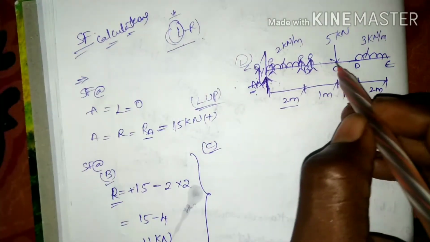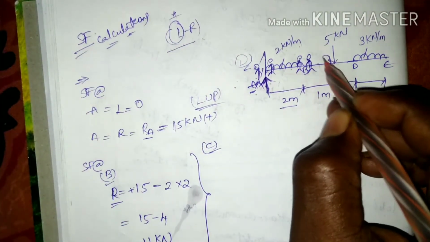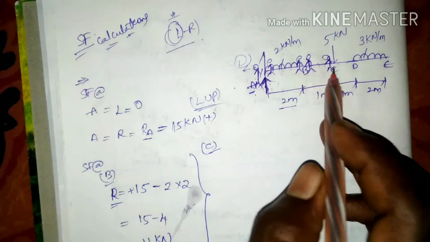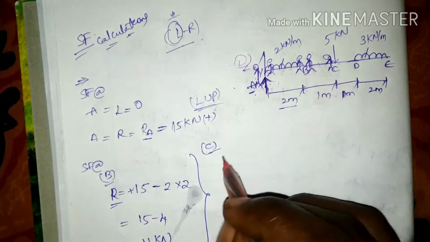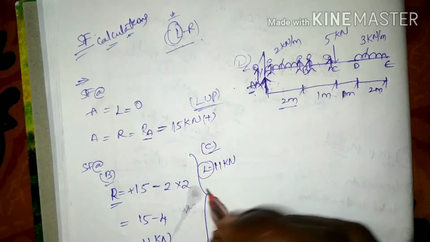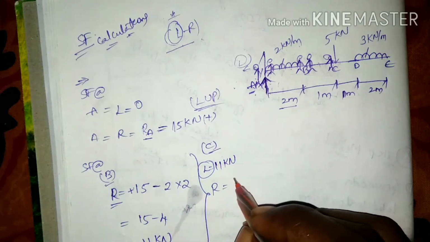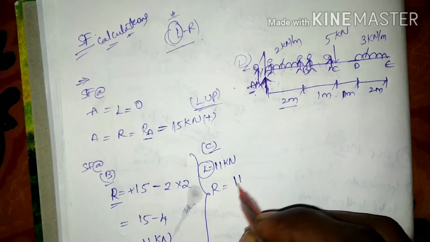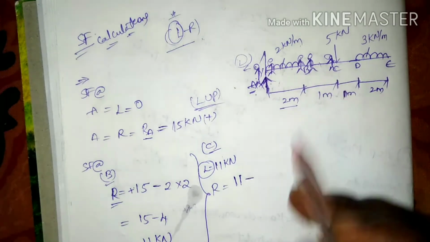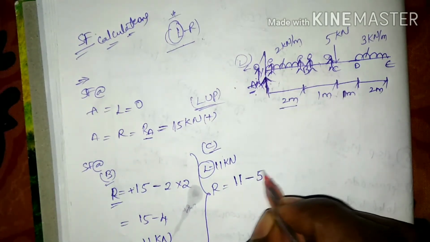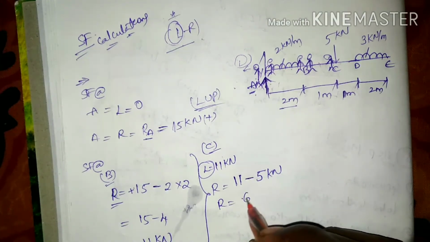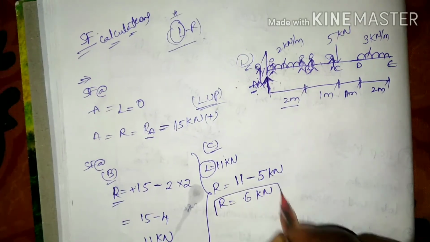for the left of C, from B to C there are no loads, so the 11 kilonewtons is going to act for the left of C. For the right of C, 11 kilonewtons remain, and a downward force, that is negative because it is downwards, with a magnitude of 5 kilonewtons. So we are going to have 6 kilonewtons remaining.